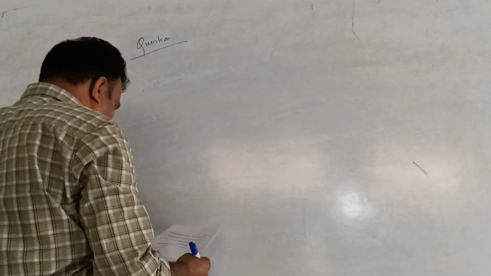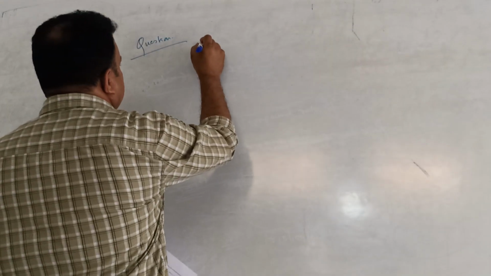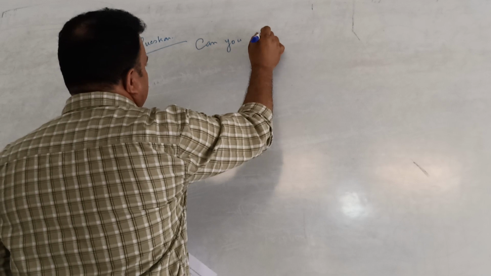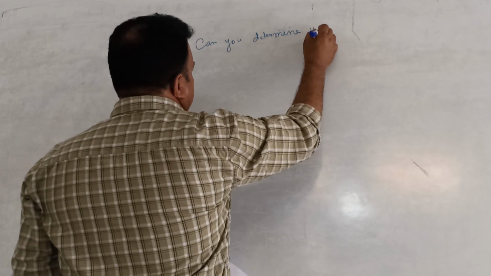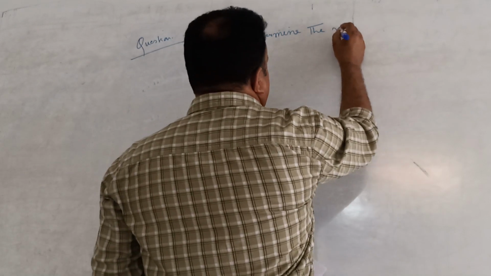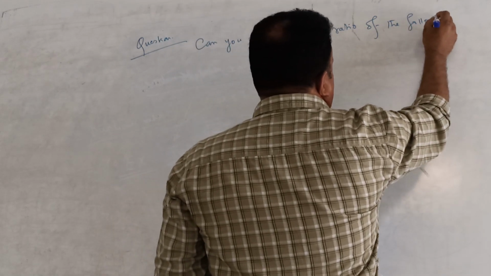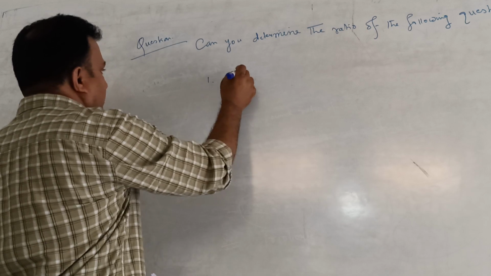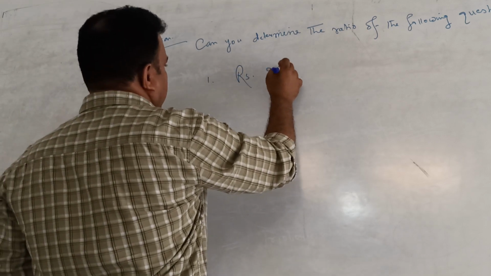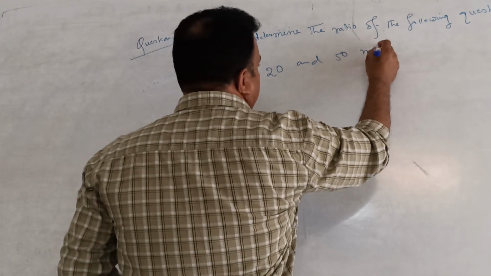Now some questions, illustrative example. Question: can you determine the ratio of the following quantities? Number 1, rupees 20 and 50 meter.